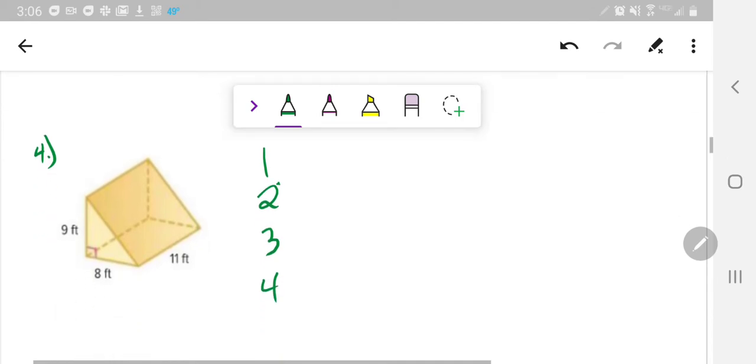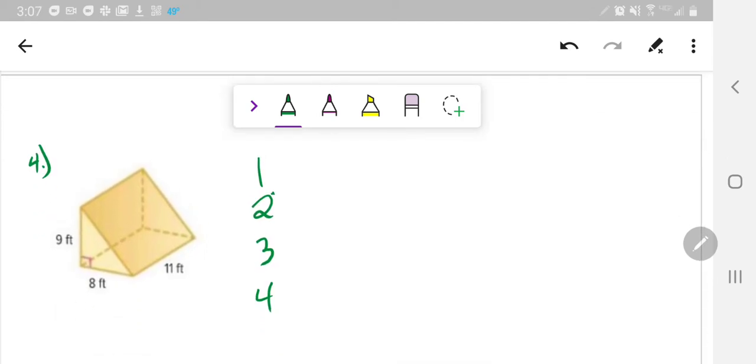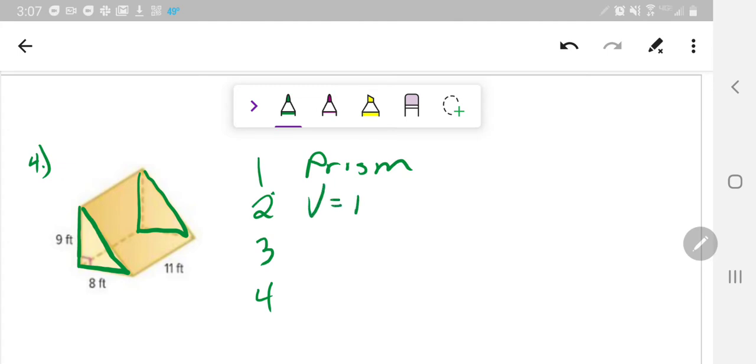Next shape. First, name the shape. What type of solid is this? I see parallel faces, so this is a prism. I remember that the volume of a prism is just volume equals BH.